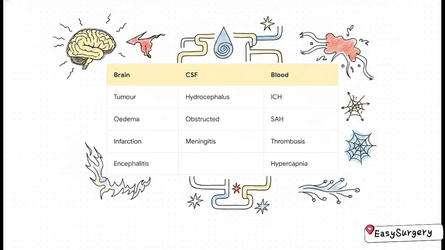Next up, increased CSF volume. This might stem from hydrocephalus, obstructed CSF pathways, or meningitis. And finally, increased blood volume. This is typically caused by intracerebral hemorrhage, subarachnoid hemorrhage, venous sinus thrombosis, or hypercapnia leading to vasodilation.